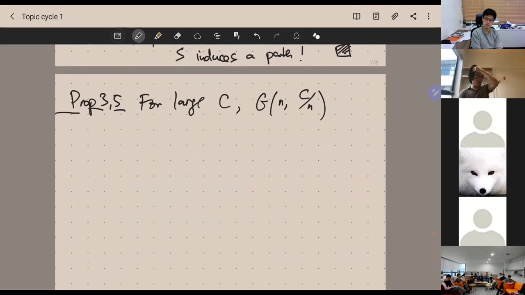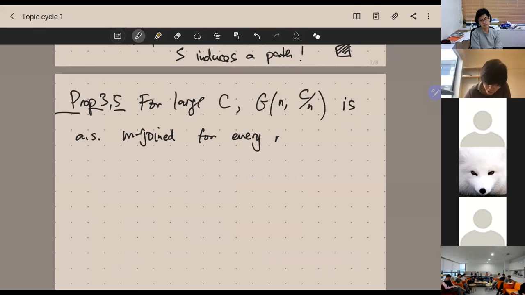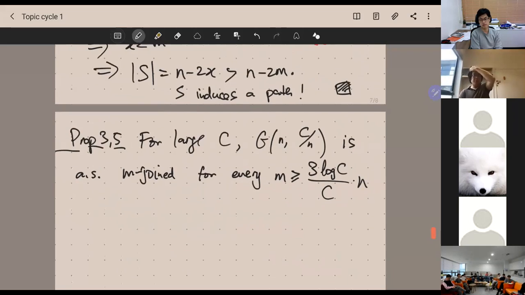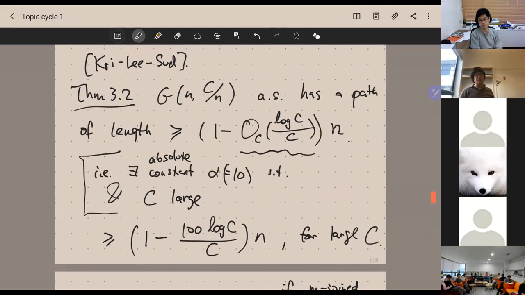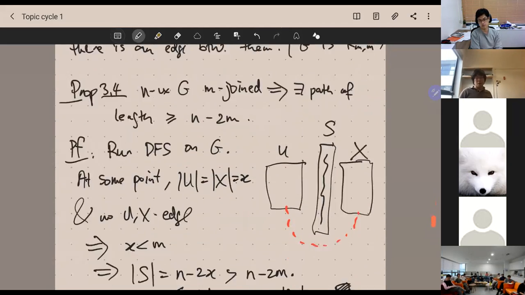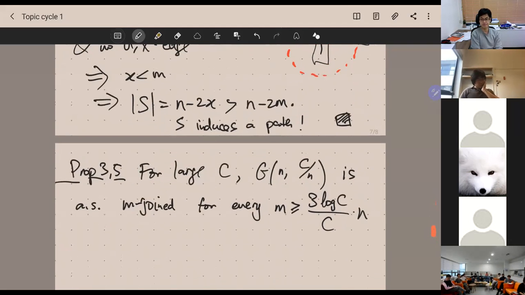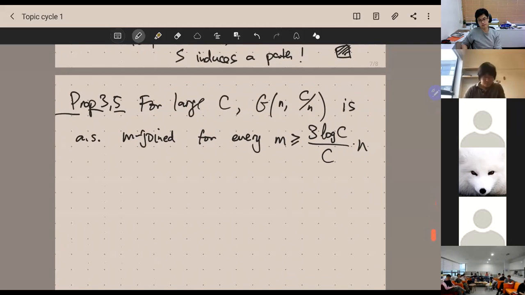We look at the random graph G(n, C over n). It is almost surely M-joined for every M, at least, it turns out 3 is enough. Remember, this is the error term that we have in our theorem here: log C over C times some constant, 3. Right. So the proof is a basic calculation.